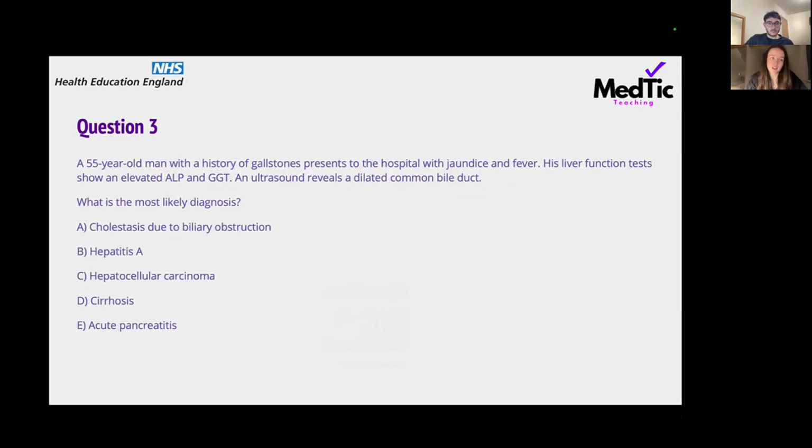So, moving on to question 3. A 55-year-old man with a history of gallstones presents to the hospital with jaundice and fever. His liver function tests show an elevated ALP and an elevated GGT. An ultrasound reveals a dilated common bile duct. What's the most likely diagnosis?